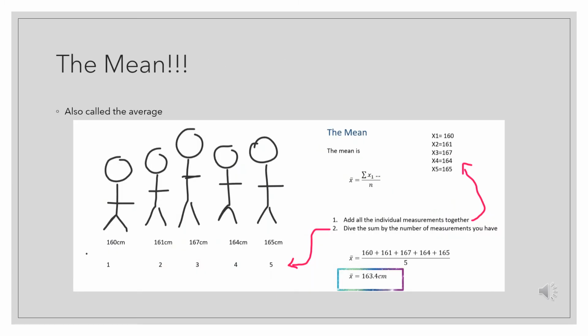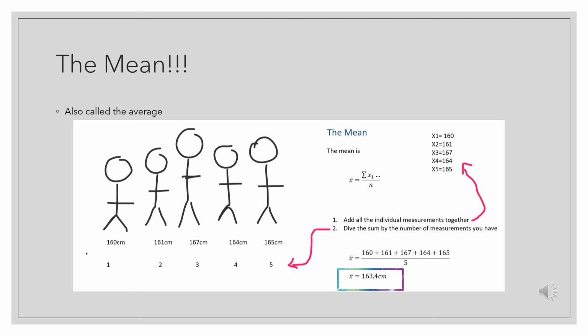First we have the mean, which is just basically the average. The book gives us that equation, if you want to memorize it, but it's very easy. All you have to do is add up all the individual measurements together. So for example, I had these 5 boys right there. They range from 160 centimeters tall to 167 centimeters tall. So all of that gets added together.